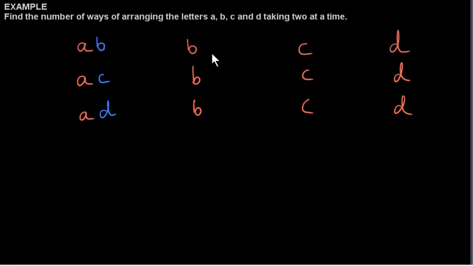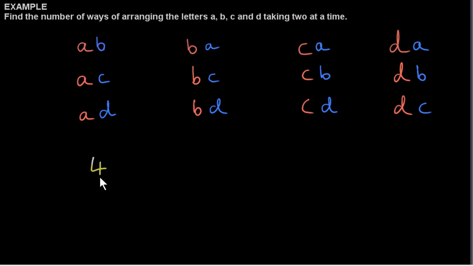So if B had been our first letter, we would have either BA, BC, or BD. If C was our first letter, we could have CA, CB, or CD. If D had been first, we would have DA, DB, or DC. So you can see that there are 3 times 4 equals 12 ways of arranging the 4 letters A, B, C, and D by taking 2 at a time.